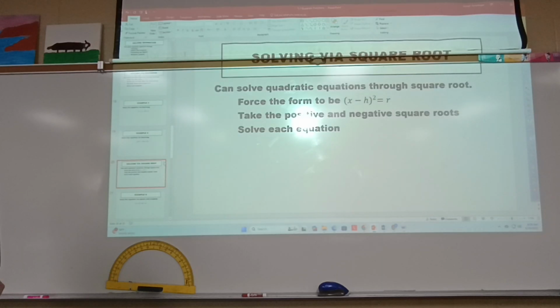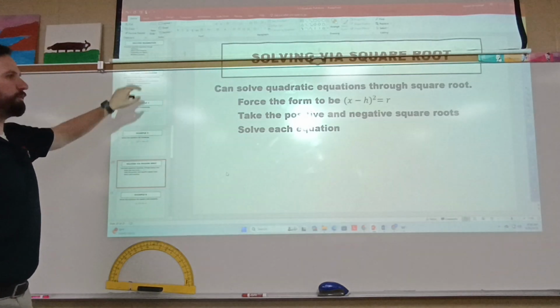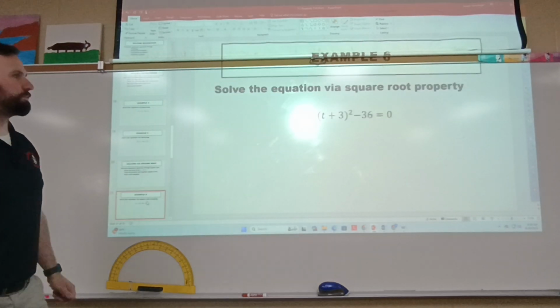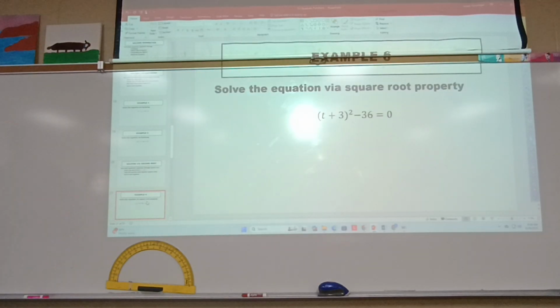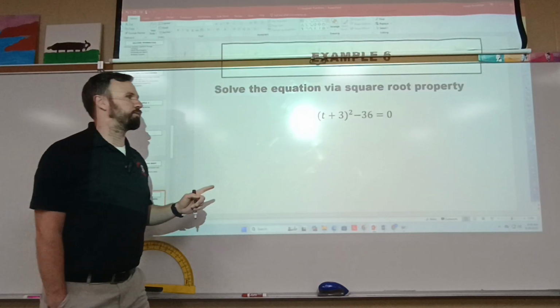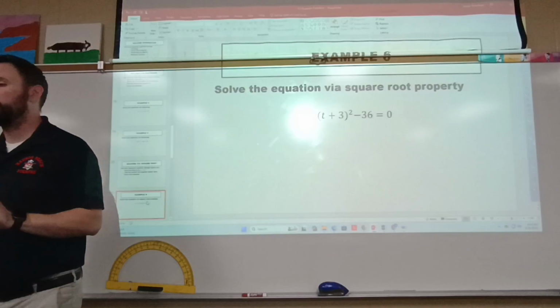Wait a second. What about this? Sometimes can I solve using a square root? Yeah, like this. If you ever see a problem where the only variable is inside parentheses or being squared, I do not have to factor or quadratic it.